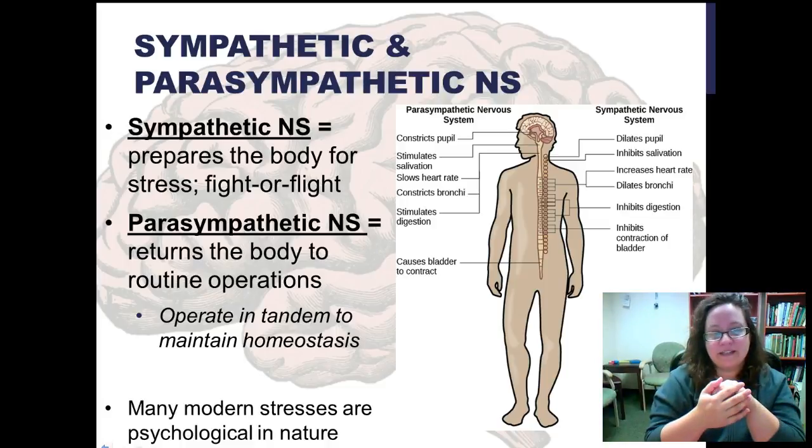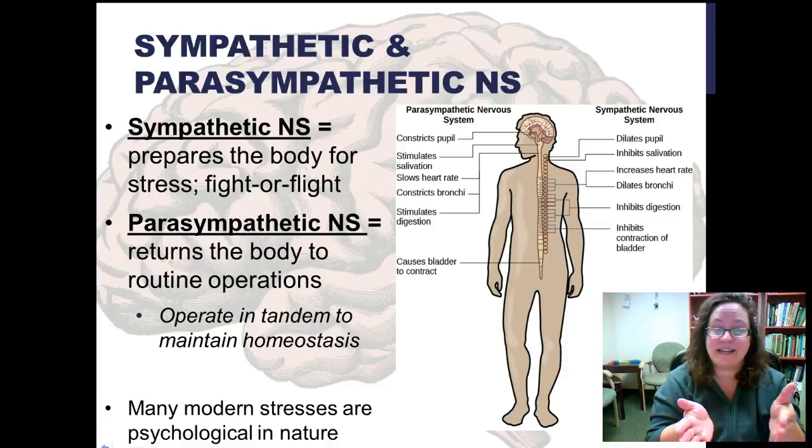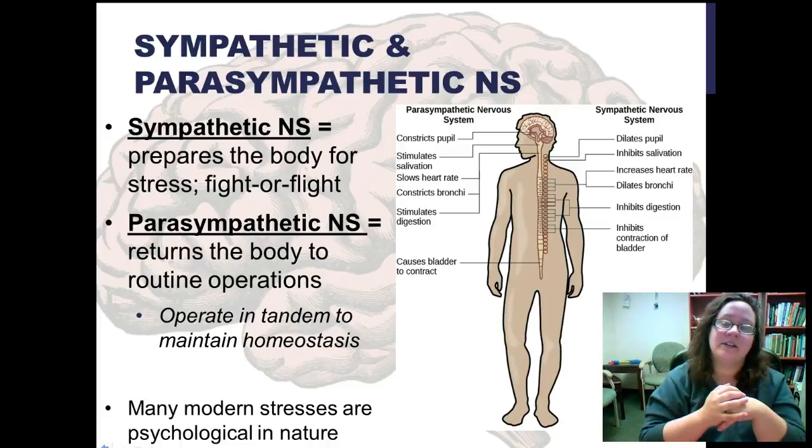We'll watch a video of this in the stress unit called Stress: Portrait of a Killer, but it really shows the sympathetic nervous system and how we're activating it for so many stressors that are really psychological in nature, stressors that are even in our head. So in our past, we would activate our sympathetic nervous system if a lion was chasing us, or if we saw a tornado coming and we were in the open fields. That's when we would activate our sympathetic nervous system.